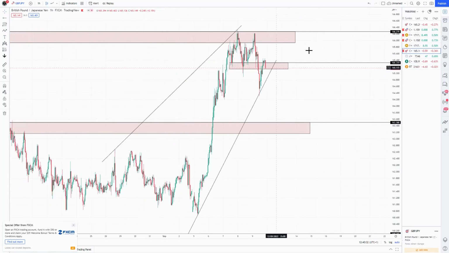So this is what I'm looking out for on GBPJPY. So I expect a possible push downward to this 163.500 psychological key level before price starts pushing upward again. So let's go to gold.